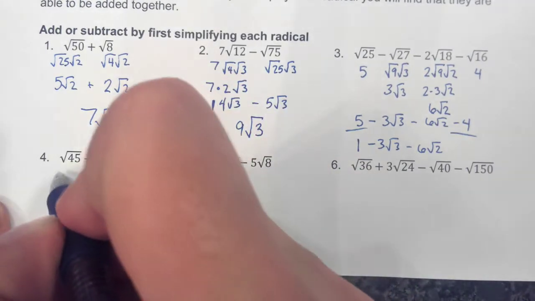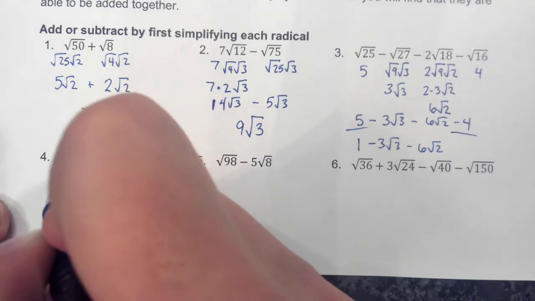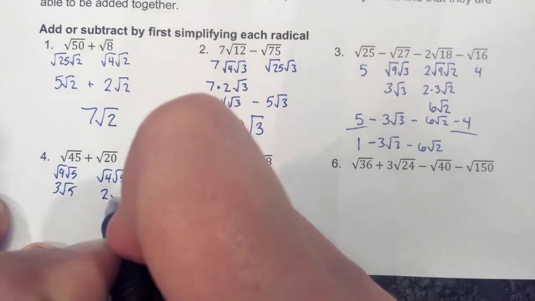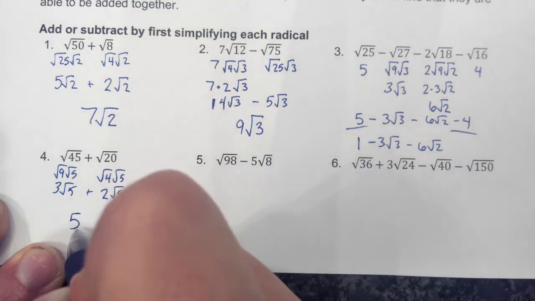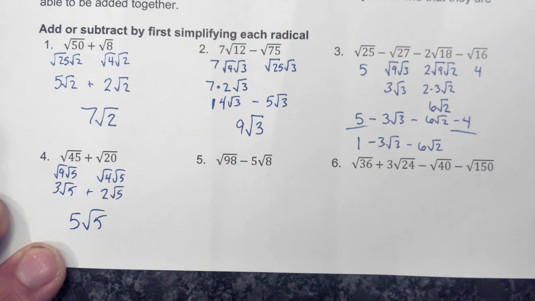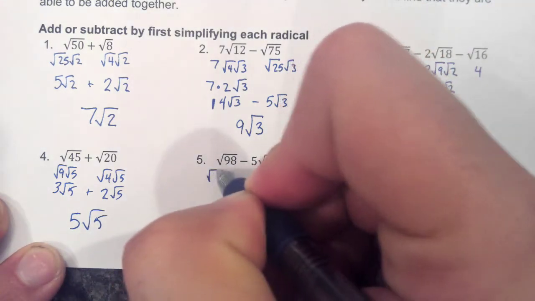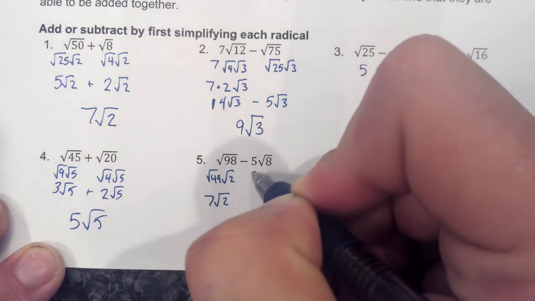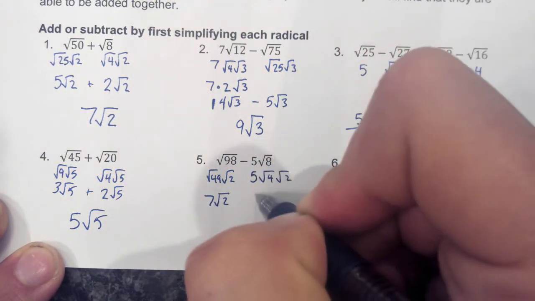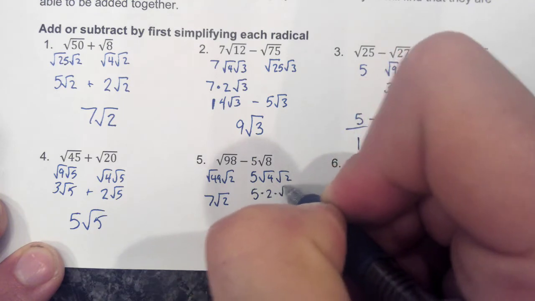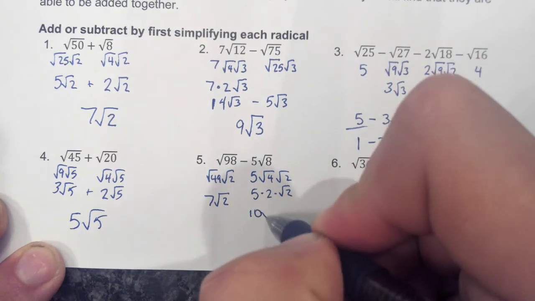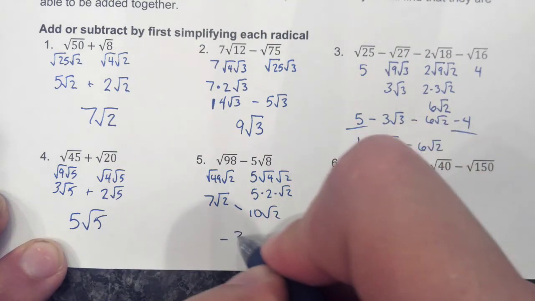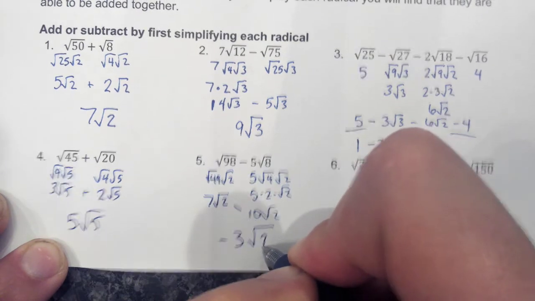All right, let's see how you did. This is 9 times 5, so that's 3 square roots of 5. This is 4 times 5, so that's 2 square roots of 5. Put those together, 5 square roots of 5 for a final answer there. On number 5, that would be 49 times 2, so that's 7 square roots of 2. And this one is 4 times 2, so that's 5 times 2 times the square root of 2. That would be 10 square roots of 2. 7 square roots of 2 minus 10 square roots of 2, negative 3 square roots of 2.